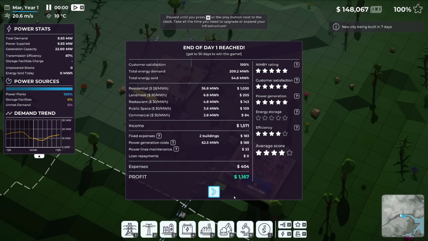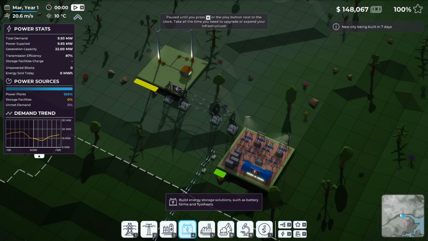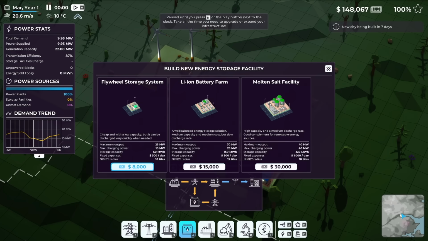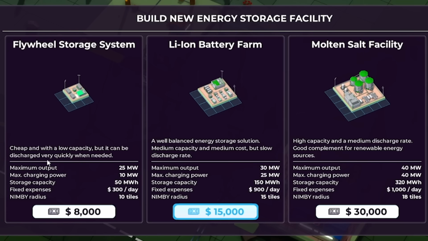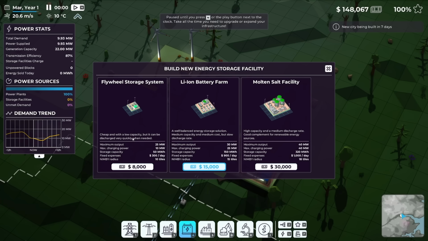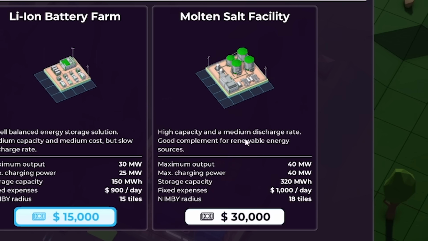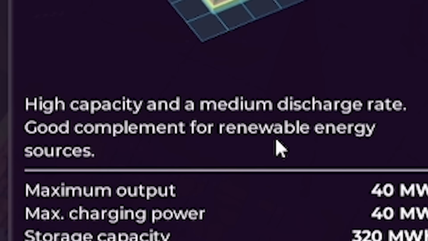So we've reached the end of the first day. We've made a bit of profit. Lovely. But I'm going to need to store some energy. So we'll come into our batteries and we'll try and find the best solution. So flywheel releases it quickly. So I don't think that's what we want for our wind power. We want something that releases slowly. Probably a molten salt facility, because this says good complement for renewable energy.